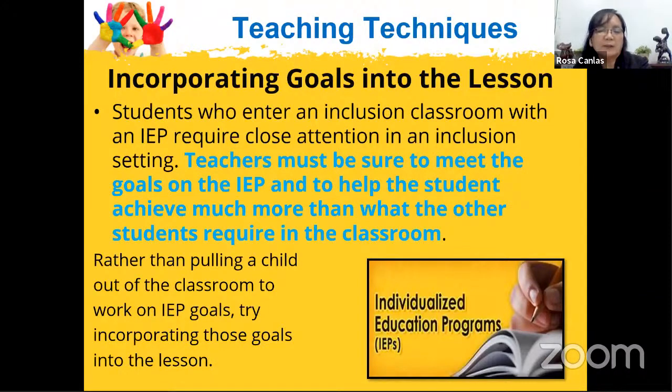Especially with children with special needs, the IEP is a plan for them to know their weaknesses, their strengths, and how we address the gaps and the problems in each child. In a regular setting, for the regular class or student, we also have a daily lesson plan. But for the special children, we have this individualized education program or plan, the IEP.